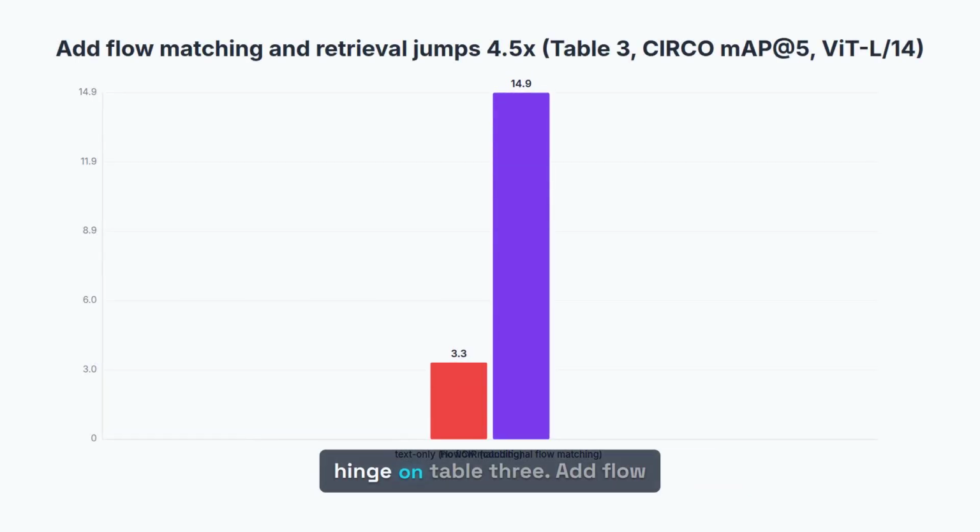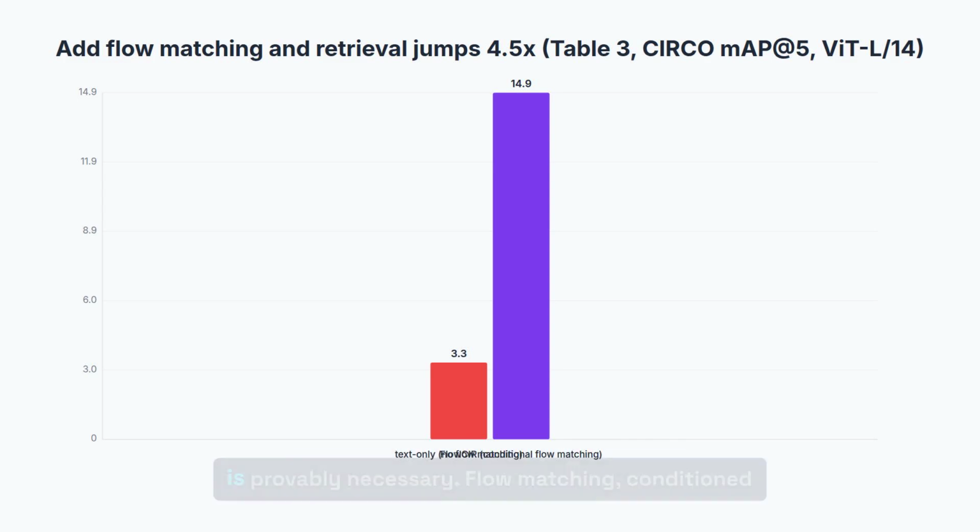The falsifiable hinge on table 3. Add flow matching and retrieval jumps. Mean average precision at 5 climbs from 3.3 text only to 14.9 with the full model. A 4.5 times jump from one design choice. And it is not optional. Strip the conditioning on the reference image, and the theory says the unconditioned flow collapses to the mean of every plausible target, which is not any single real image, so it cannot recover the right one. Conditioning on the photo is provably necessary.